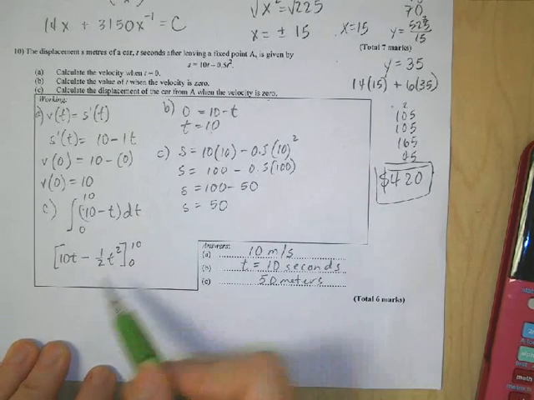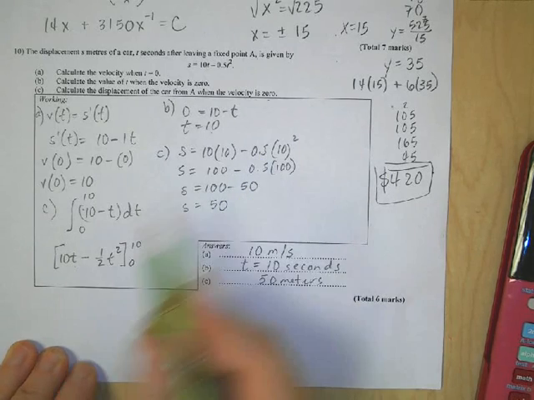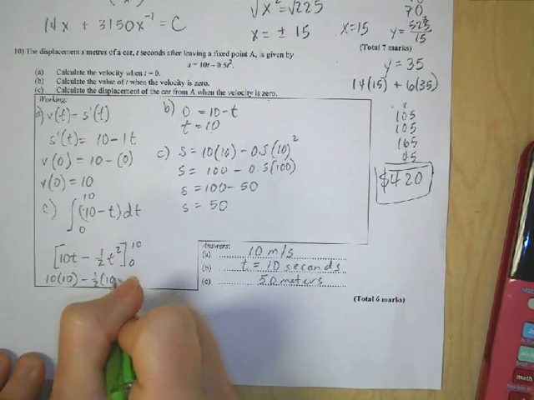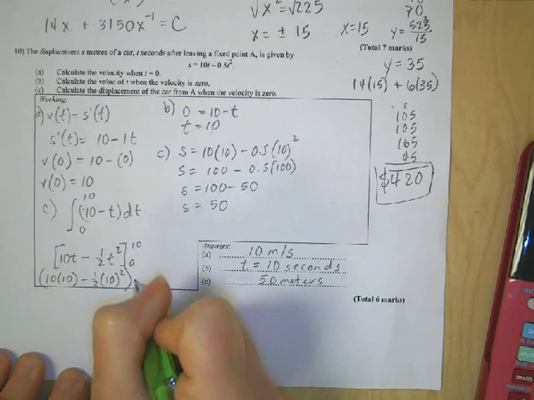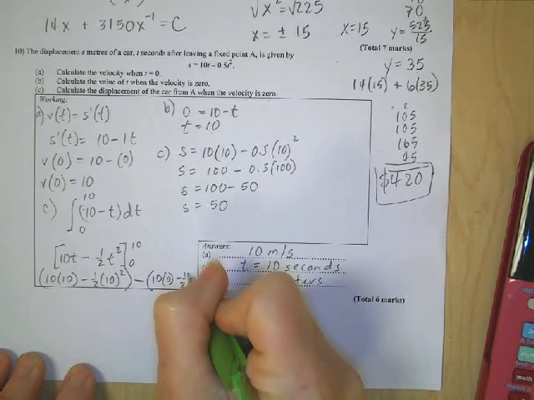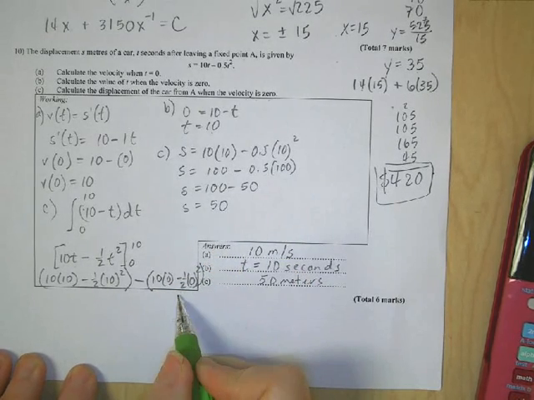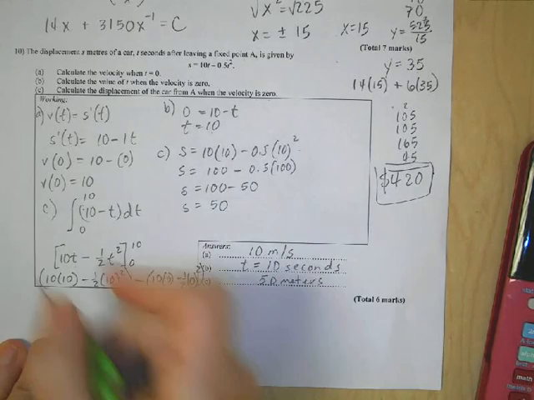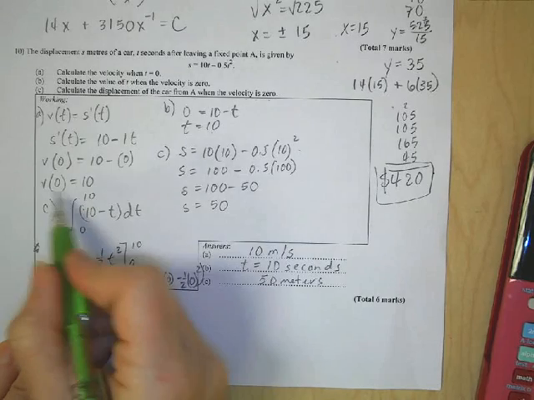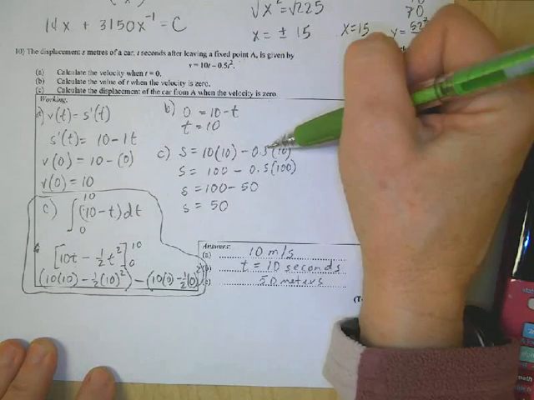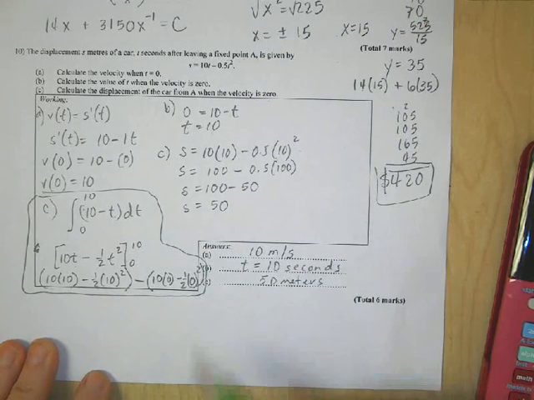So notice this is the same as this. So when I put in my 10, I'm going to get 10 times 10 minus 1/2, 10 squared, minus, same thing with the 0, 10 times 0 minus 1/2 times 0 squared. This is all just going to equal 0, and this is going to give me the same answer as that. So I could have done part C with an integral, but since I already had the displacement function, I was able to just evaluate the displacement function. Because notice it asked for displacement, it did not ask for total distance. All right, that's that.